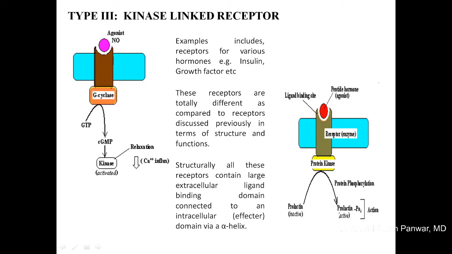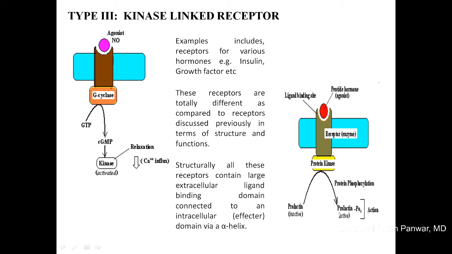Then type 3, kinase linked receptors. This type includes receptors for various hormones, for example insulin and growth factors. These receptors are totally different as compared to the receptors discussed previously in terms of structure and functions. Structurally, all these receptors contain a large extracellular binding domain connected to an intracellular domain via an alpha helix, as you see in the diagram.